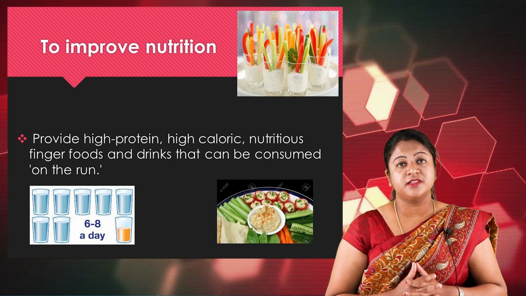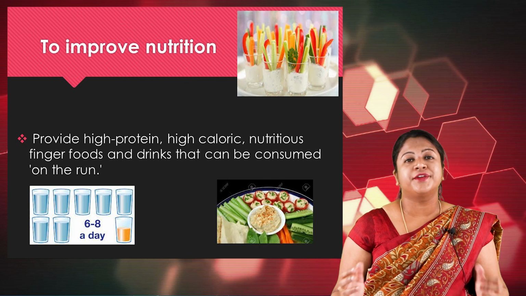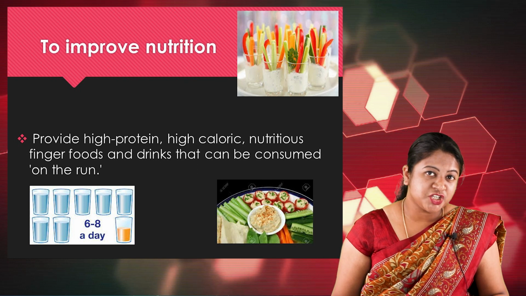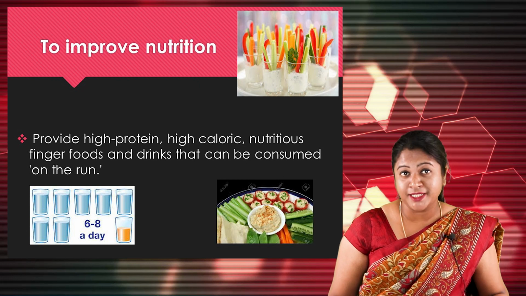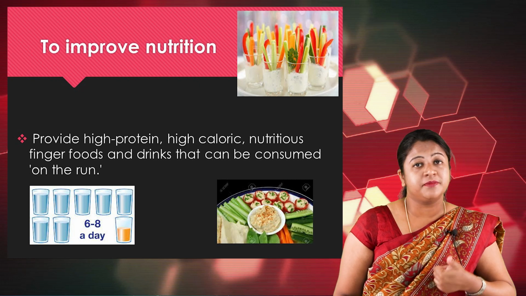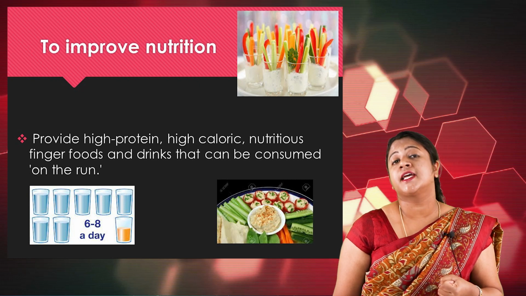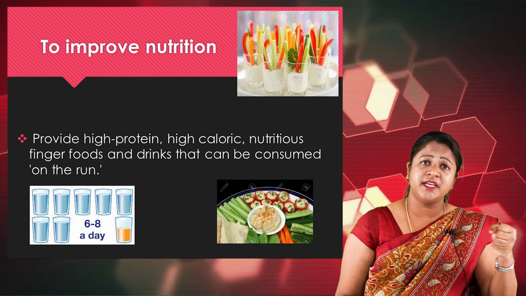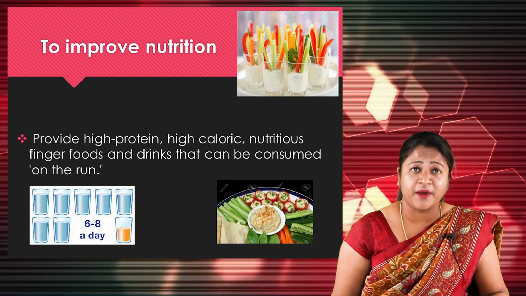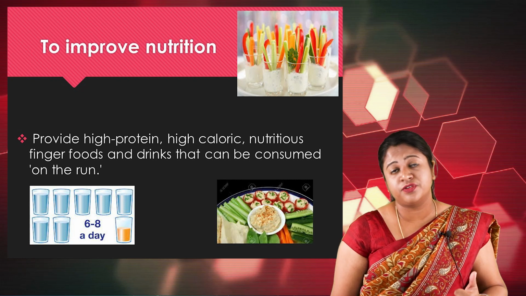So what are certain interventions to promote the nutrition pattern of the client? Provide high protein, high nutritious, high calorie finger foods and drinks that can be consumed on the run. Right? So since the patient is very much hyperactive, he keeps on moving from one place to another, you can opt for finger foods. It can be raw vegetables like carrot, cucumber, which he can just hold in his hand, or nutrition bars that he can have on the run. Wherever he goes, he can carry it in his hand and just take a munch of it, right? Which is going to contribute to good health and nutrition for the client.